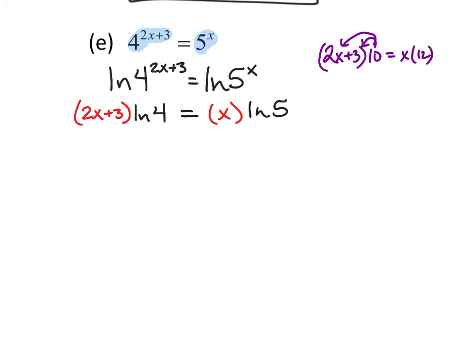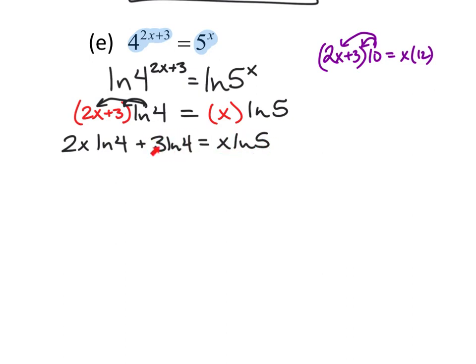So we are going to distribute that natural log of 4 to both things inside the parentheses. We're going to end up with 2x times the natural log of 4 plus 3 times the natural log of 4 equal to x times the natural log of 5. There are two terms up here that have an x attached to them. This term has an x, and this term has an x. This one does not, so it's like my constant.